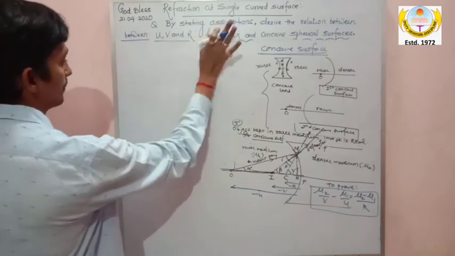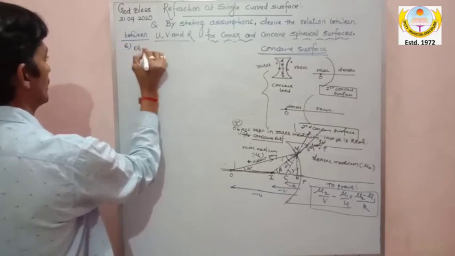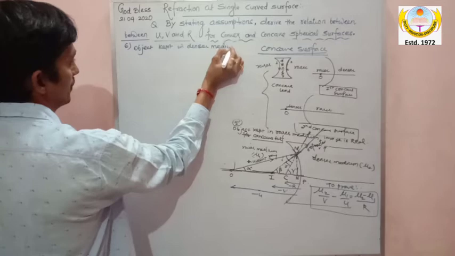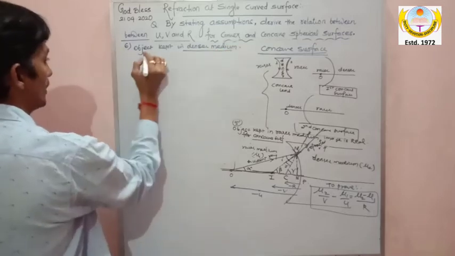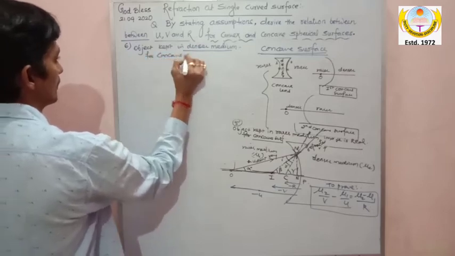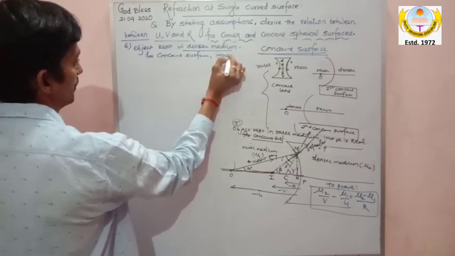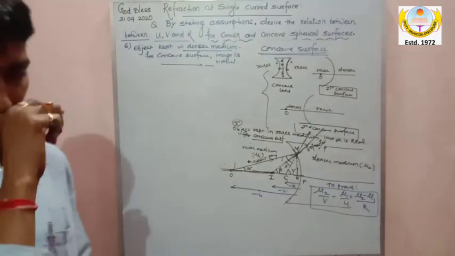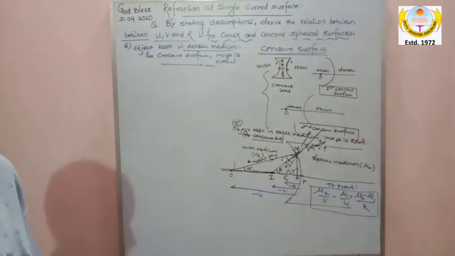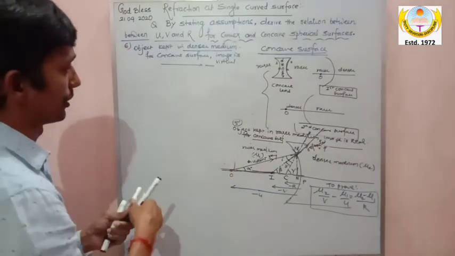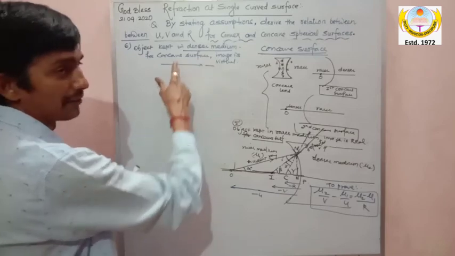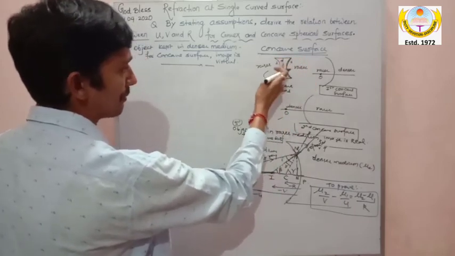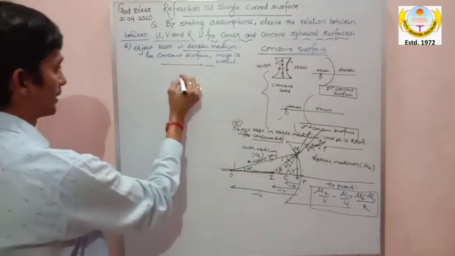Now my dear, the last question, the 6th question: object kept in denser medium, for concave surface, image is virtual. Please take care. Now, how will you go for this question? You all know that the object is in the denser medium for a concave surface. Concave surface, object should be kept in the denser medium, then the diagram will be this. Then only denser will come to the left, and the object can be placed on the left side only. So, this diagram. So, let's start.